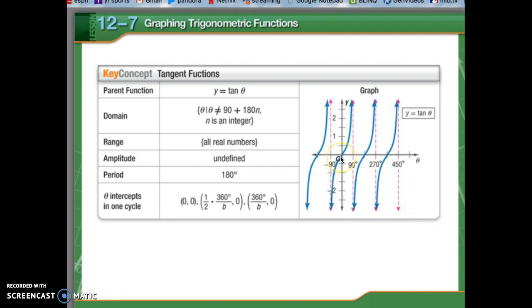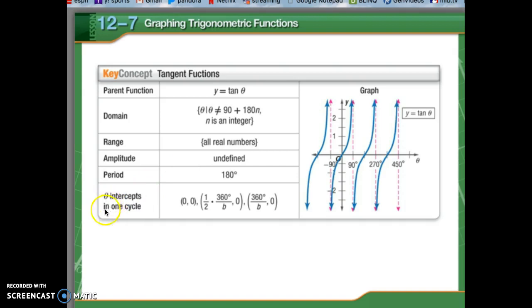And as the function approaches the asymptote to the right, it goes towards positive infinity, and as it approaches to the left, it goes down towards negative infinity. Therefore, the range is all real numbers. There is no amplitude because this is not a wave function like sine and cosine are.